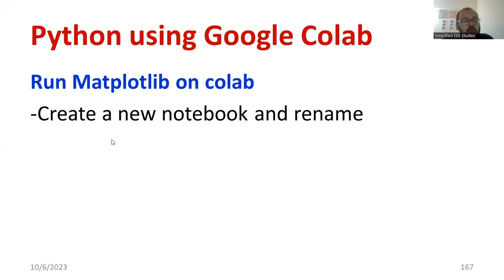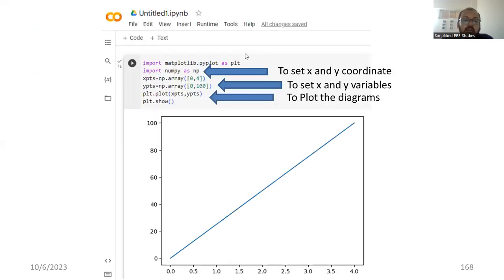Let's see how to make use of Matplotlib. Initially, you have to create a new notebook and rename it. Later, you can type the program to plot a straight line. First of all, you have to import Matplotlib, then you can call it by the short form plt. In order to create the array, we need Numpy. Later, you can name the x label, and create x and y variables. Use the plotting function. Then to get the output, you can use plt.show.